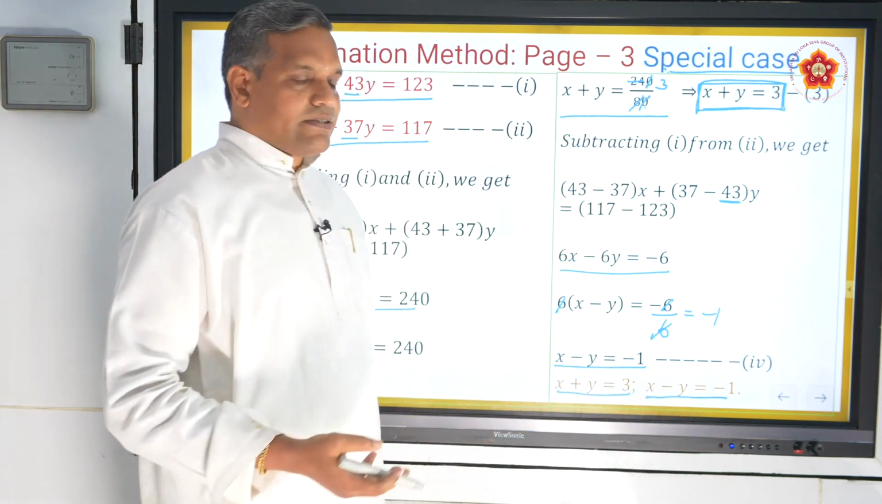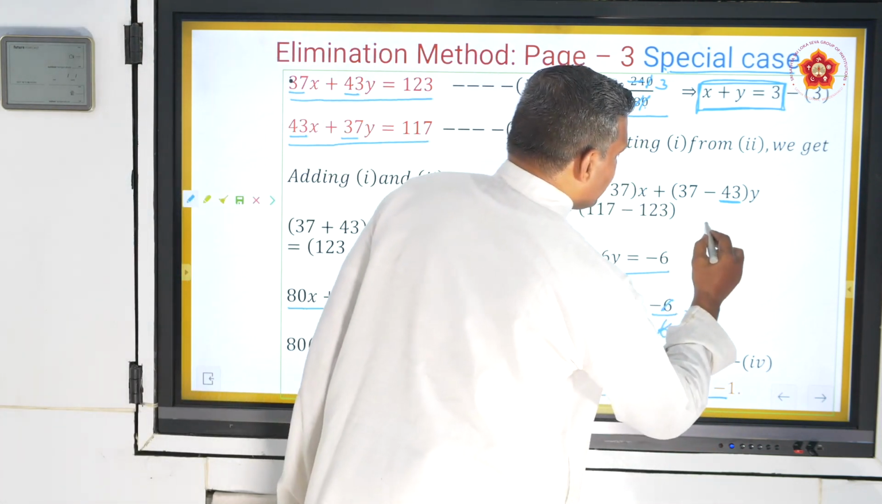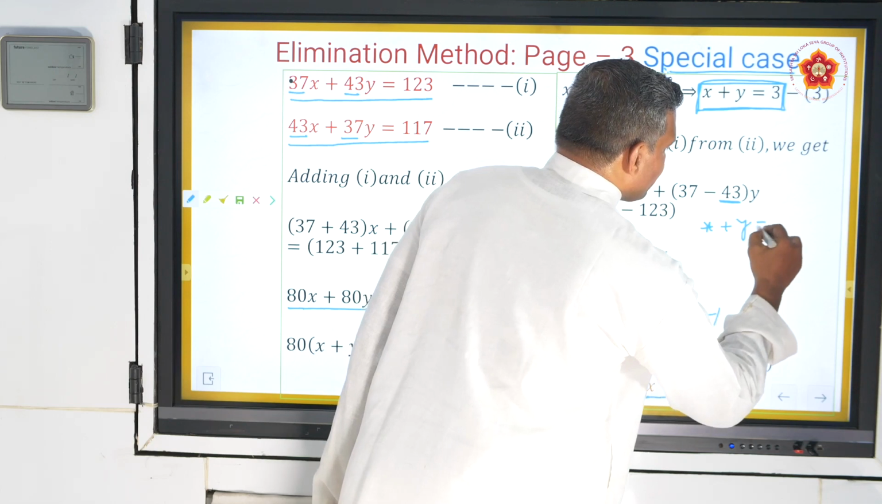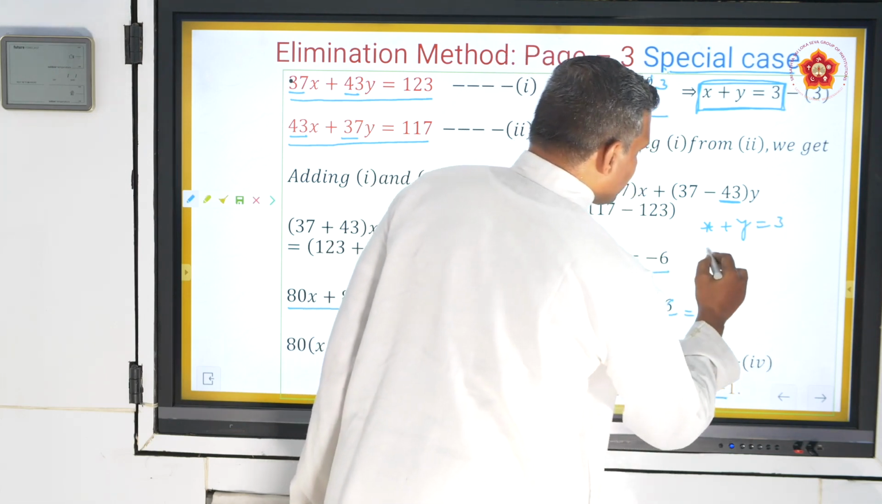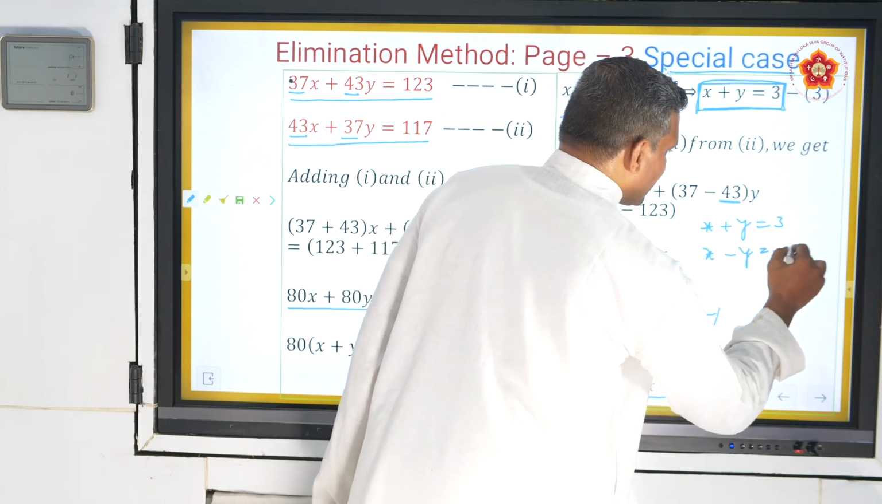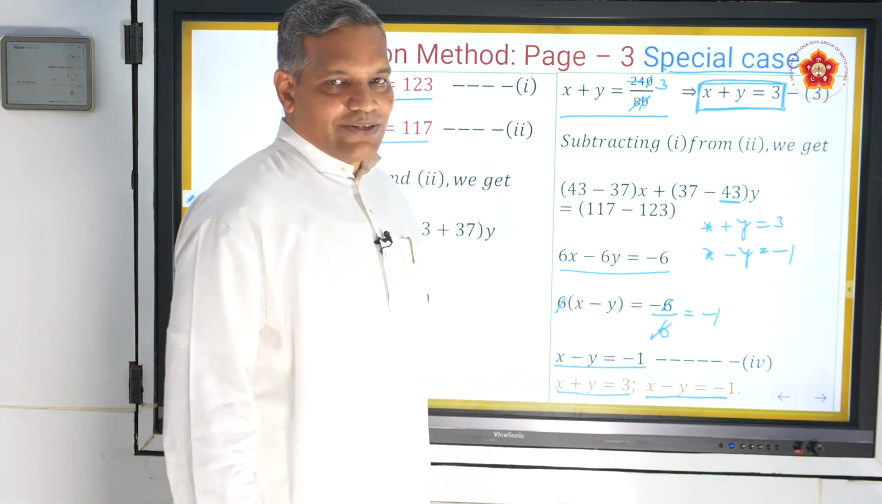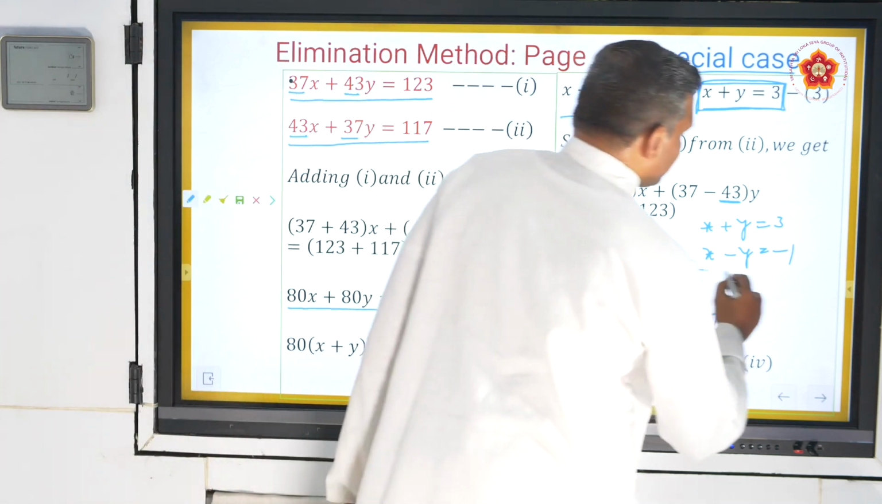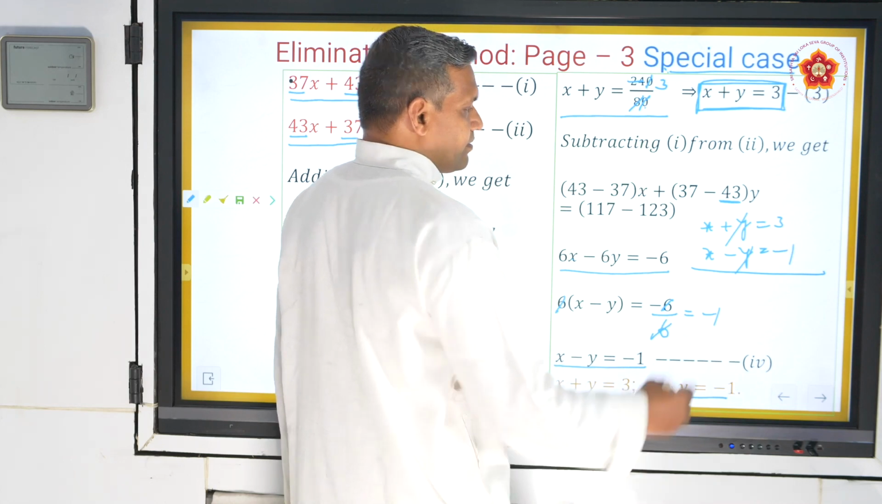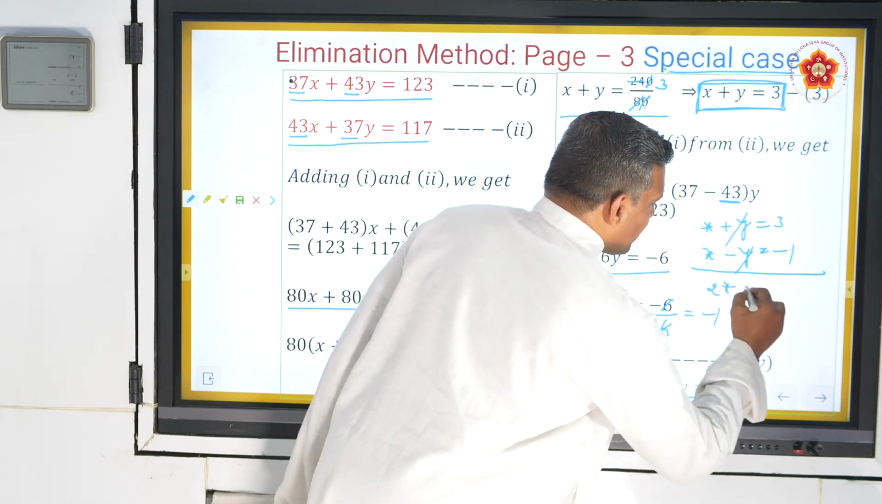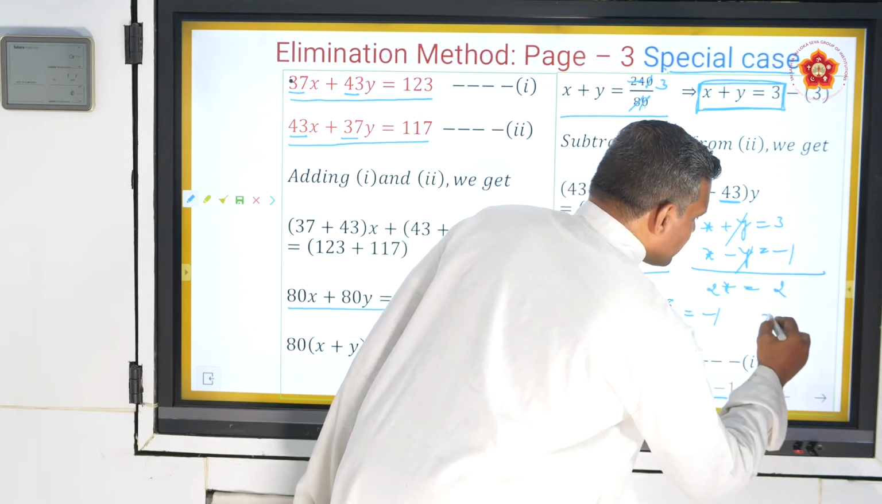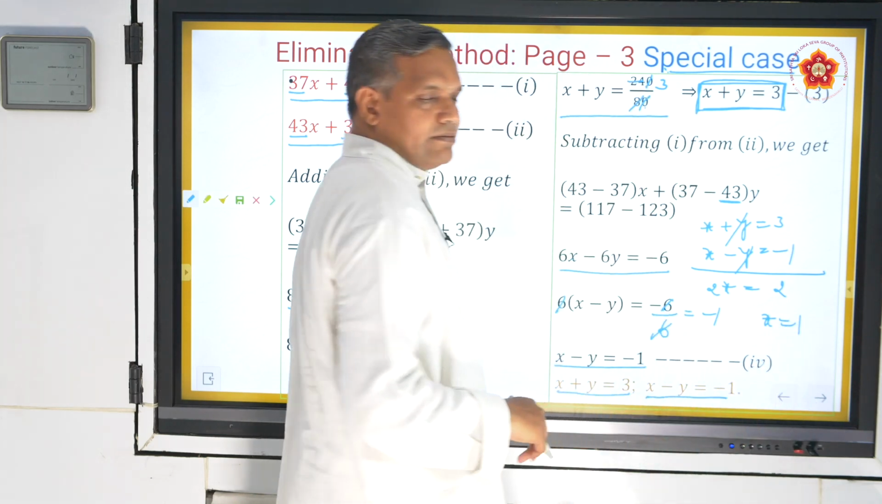Then solving those equations. Okay, let me solve it. What you got? x plus y is equals to 3, and then x minus y is equals to minus 1. Tell me what should I do? Of course, addition. Let's add. Minus y plus y cancels. 2x is equals to 2, x is equals to 2 by 2 is equals to 1.